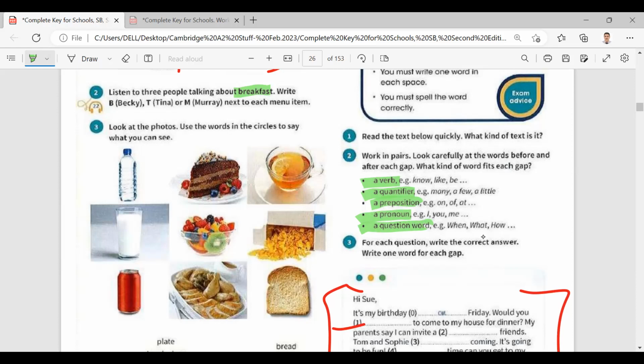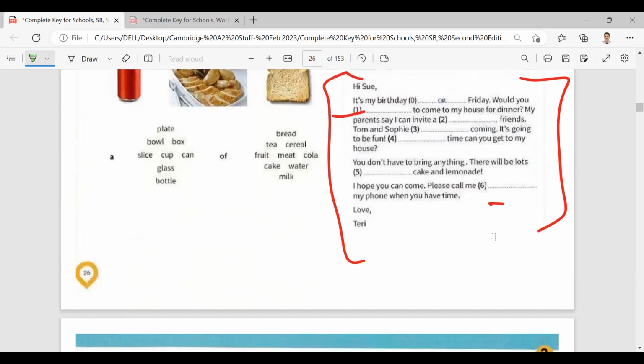Okay, yes, Sarah. So how to answer this question? If you have time, read the whole passage to familiarize yourself with the content. Or another way, you can read sentence by sentence and consider the word before the gap and after the gap. For example, hi Sue, it's my birthday Friday. So here, Friday. So exactly, we must use on with days, on Friday, on Sunday, and so on.